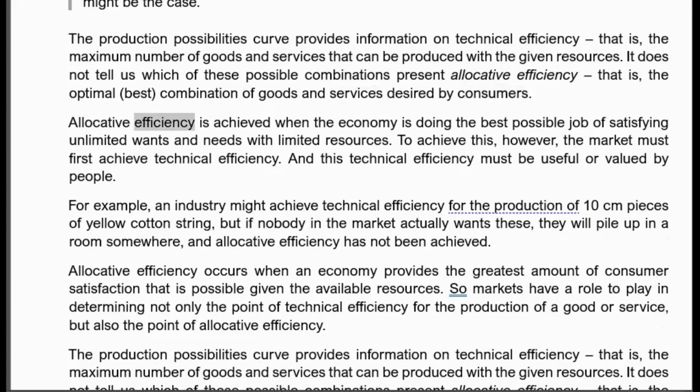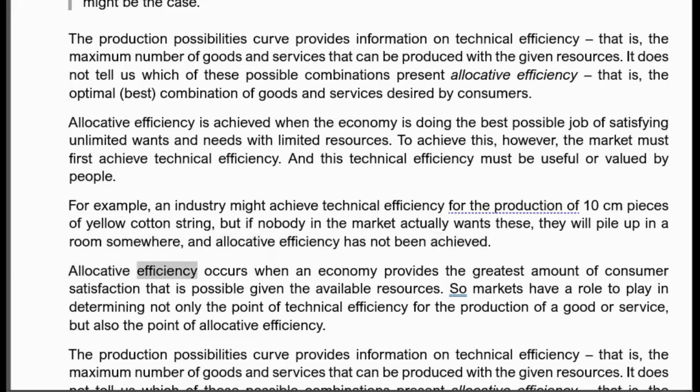Allocative efficiency is achieved when the economy is doing the best possible job of satisfying unlimited wants and needs with limited resources. To achieve this, however, the market must first achieve technical efficiency. And this technical efficiency must be useful or valued by people. For example, an industry might achieve technical efficiency for the production of 10 cm pieces of yellow cotton string, but if nobody in the market actually wants these, they will pile up in a room somewhere, and allocative efficiency has not been achieved.